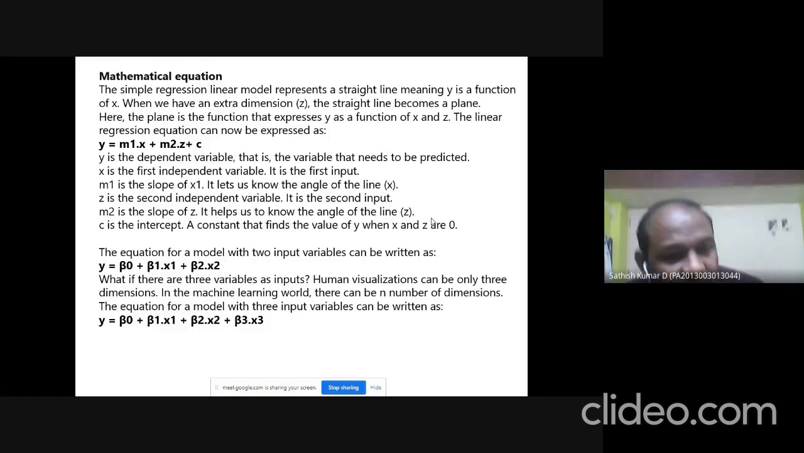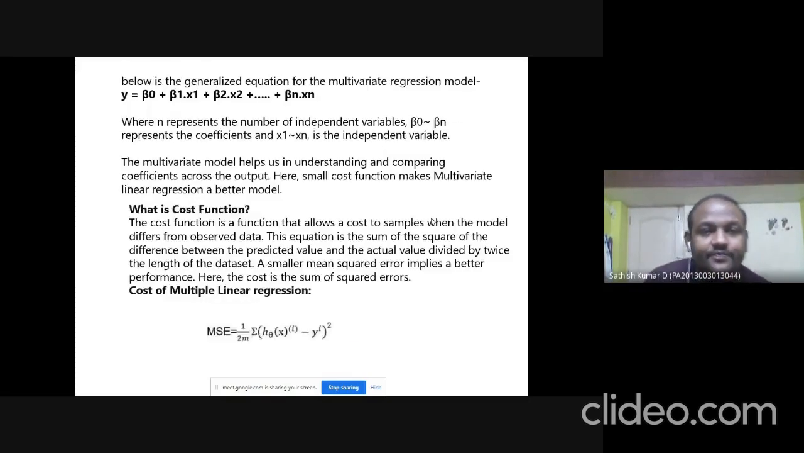So the equation of a model with two input variables can be written as y is equal to beta 0 plus beta 1 dot x1 plus beta 2 dot x2. The equation for a model with three input variables can be written as y is equal to beta 0 plus beta 1 dot x1 plus beta 2 dot x2 plus beta 3 dot x3.